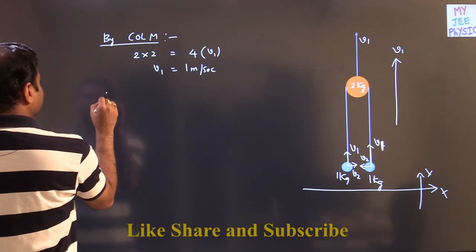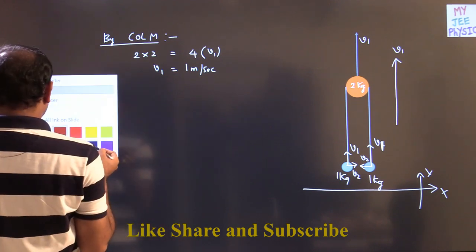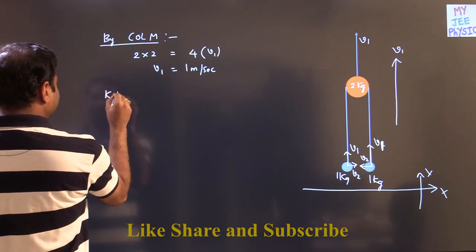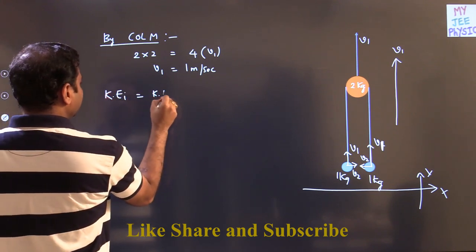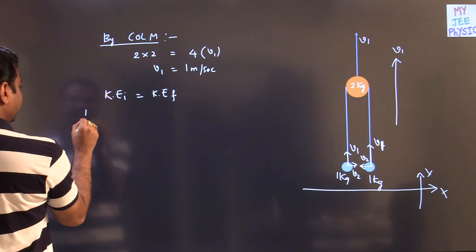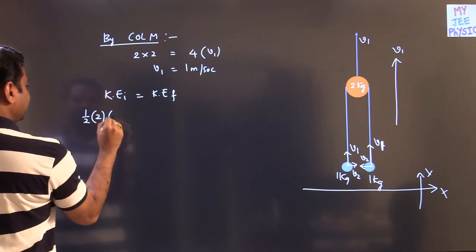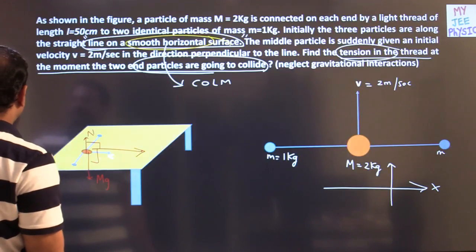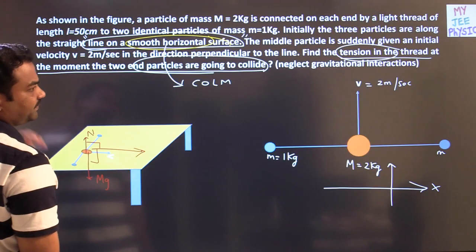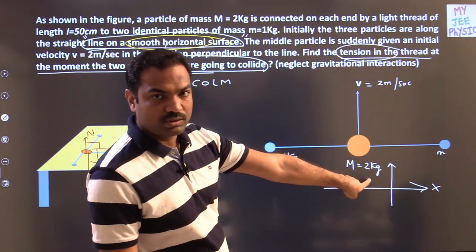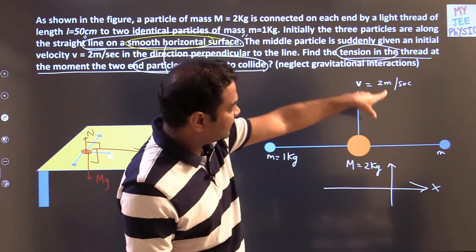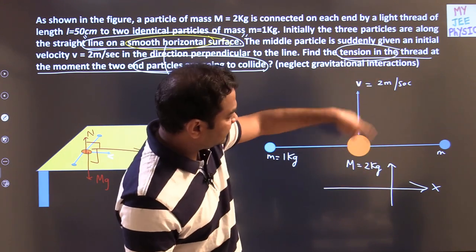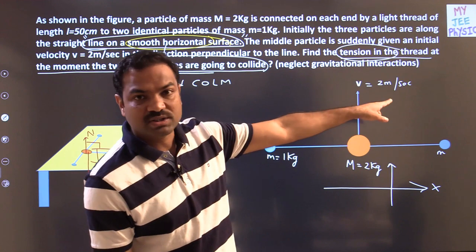What is the initial kinetic energy? So I can write down, let me change the color. So initial kinetic energy is equal to final kinetic energy. What is the initial kinetic energy? Half into 2 into 2 square. So directly I am writing the values instead of letters. Okay, sorry, yeah. Middle mass is 2 kg, that is given velocity 2 meter per second. The kinetic energy of this one is half into mass into velocity square.